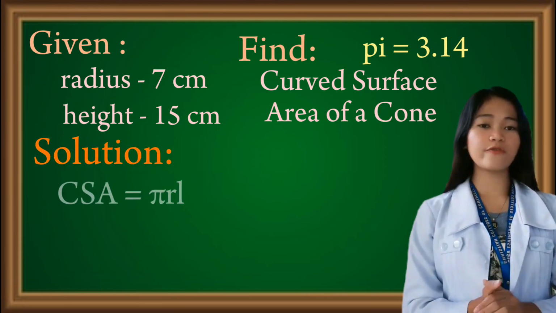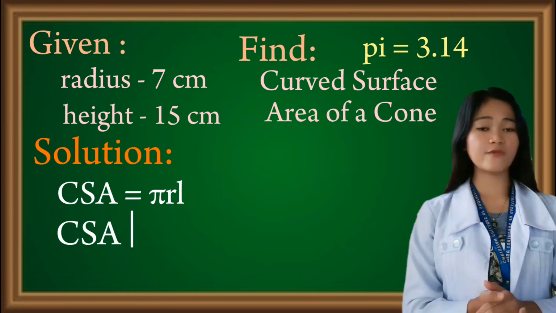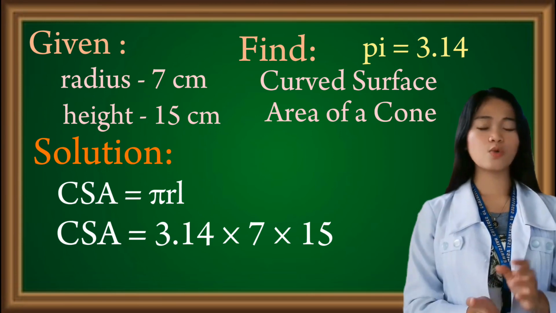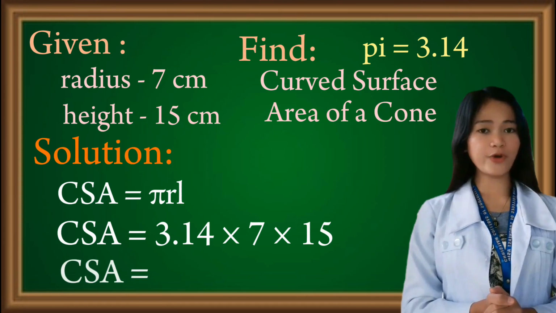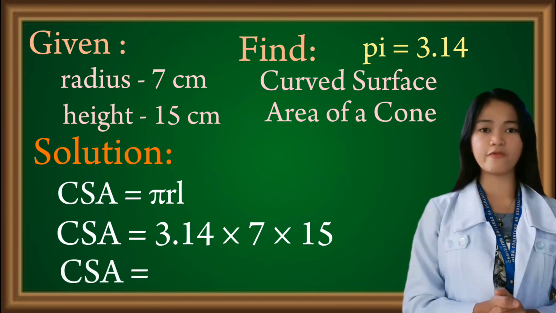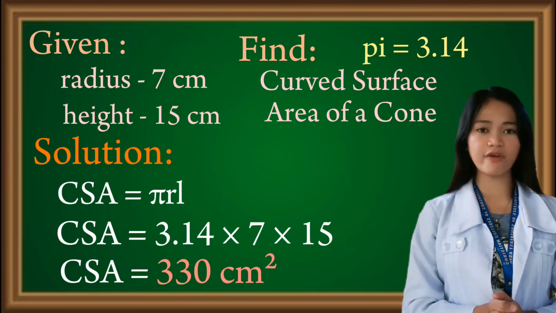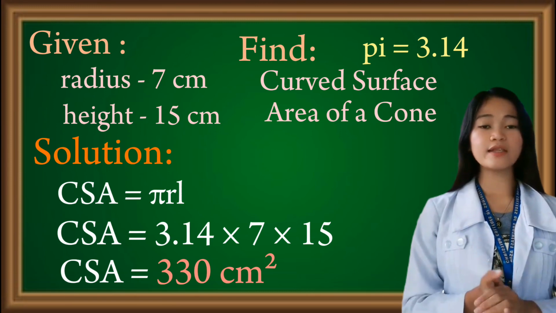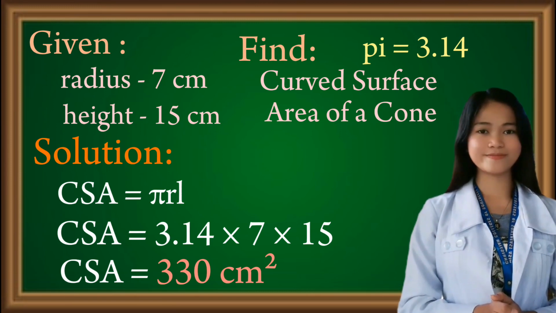So, curved surface area of a cone equals pi r L. Pi is 3.14, r is 7, while L is 15. So, we will multiply these three numbers. 3.14 times 7 times 15 equals 329.7, rounded off to 330. So, the answer is 330 centimeters squared.